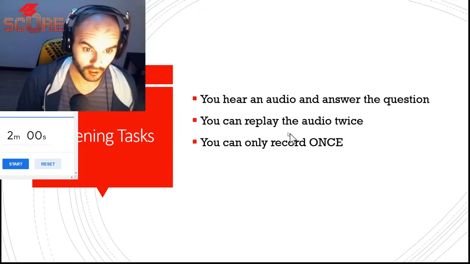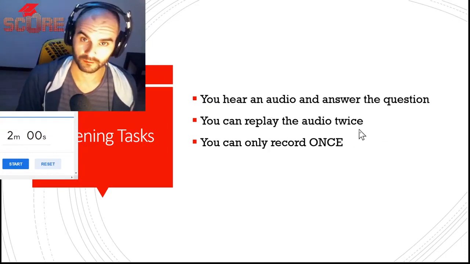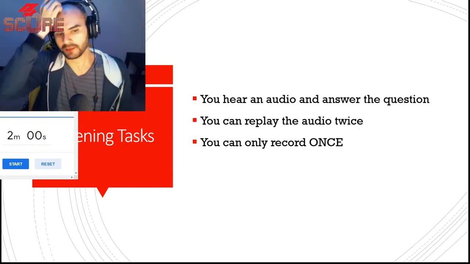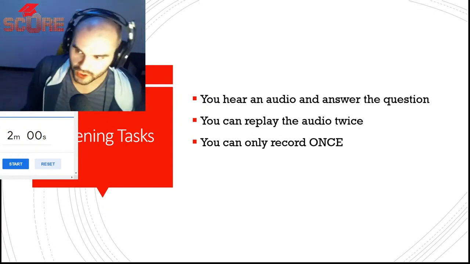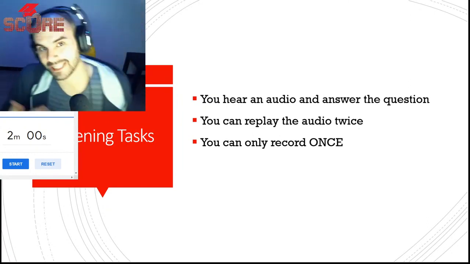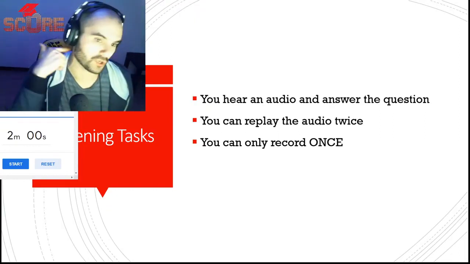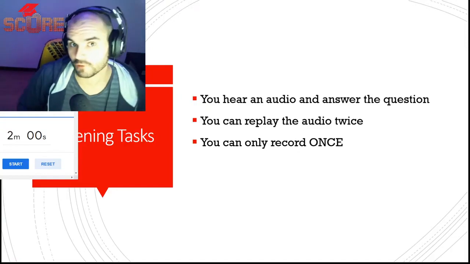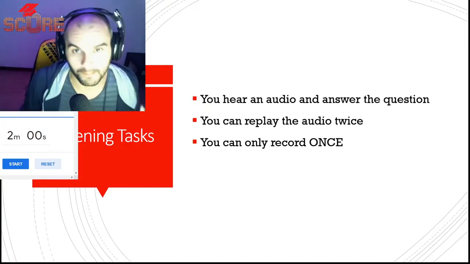On the TOEFL, you don't even get to replay the audio, but it doesn't start right away. So when you're ready, you hit the button, you hear it once, you answer the question. So in that sense, I think that Duolingo is actually easier because you can replay that audio before you record yourself. And the TOEFL is a little harder because you don't get that replay opportunity.